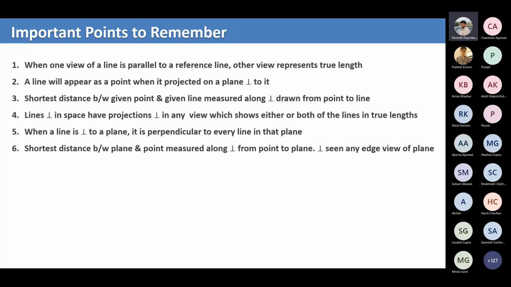When a line is perpendicular to a plane, it is perpendicular to every line in that plane. So this is simple, it is a self-explanatory point. The shortest distance between a plane and a point is measured along the perpendicular from the point to the plane, seen in the edge view of the plane. So what is this edge view? Edge view is when you see from one of the edges, this whole plane will be converted into a straight line. Then you draw a straight line from this point to that line, and then you measure it. That is what this point is.